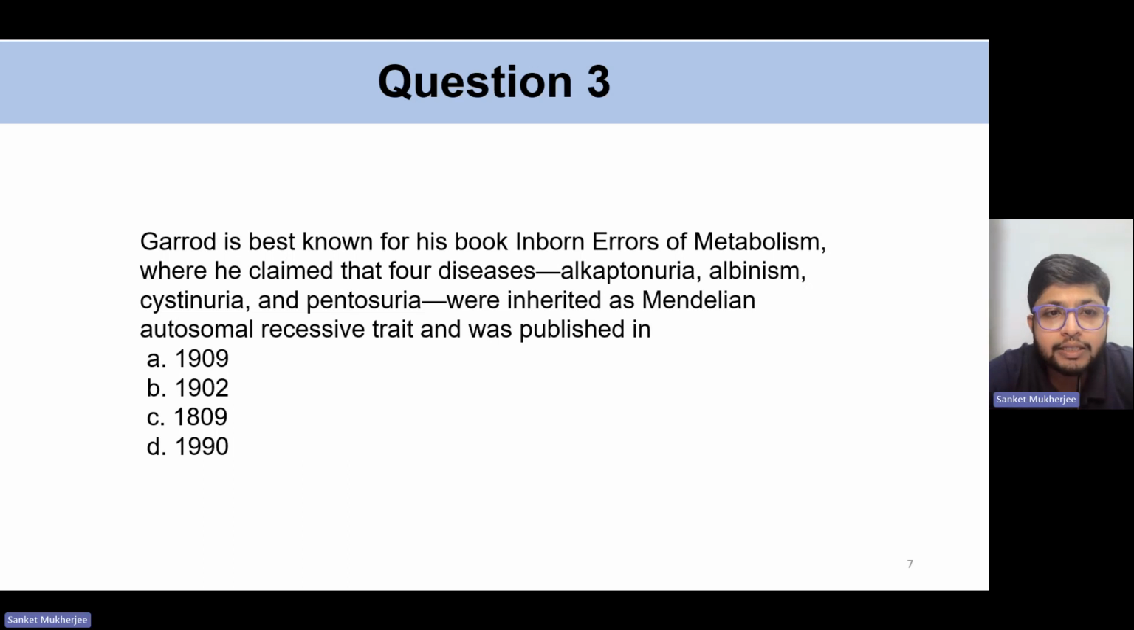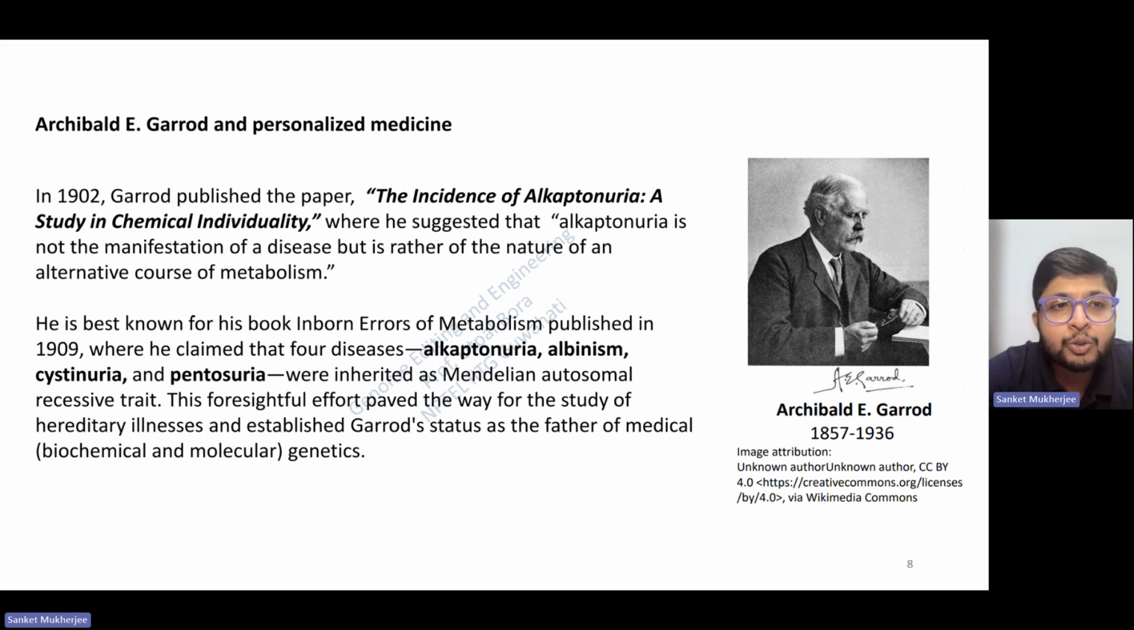Okay, so Garrod is best known for his book Inborn Errors of Metabolism, where he claimed that four diseases, alkaptonuria, albinism, cystinuria, and pentosuria, were inherited as Mendelian autosomal recessive traits, and it was published in the year 1909. So let's see what we have. Archibald E. Garrod and his thoughts on personalized medicine.